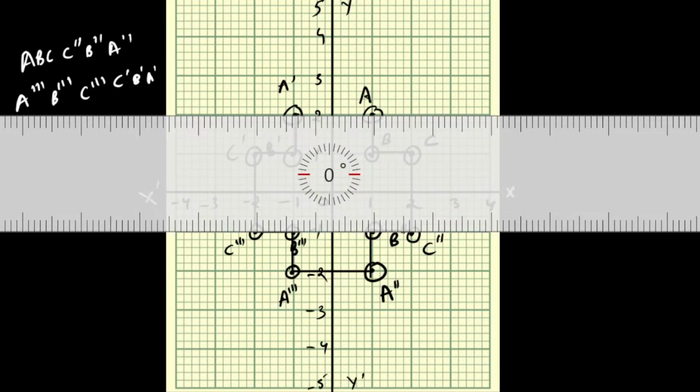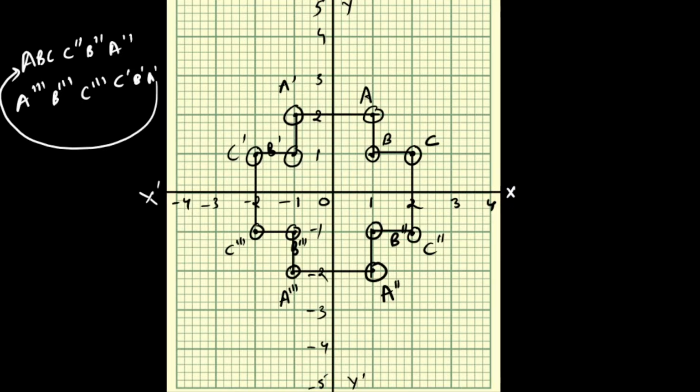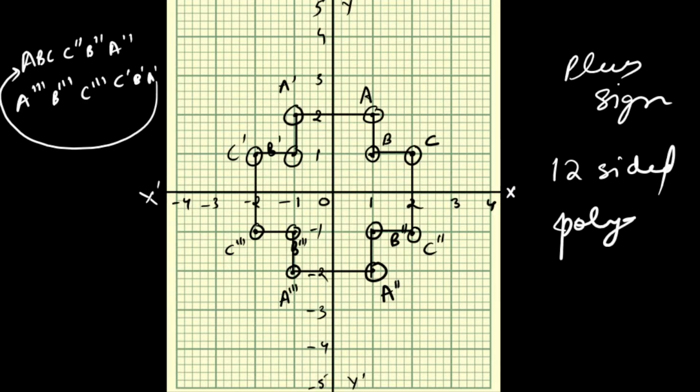And the last one also you have to join, A dash with A, because it's a closed figure, the last and the first point always you have to join. There should not be any confusion. So it's like a doctor's plus sign also. So how many sides are there? 1, 2, 3, 4, 5, 6, 7, 8, 9, 10, 11, 12. Yes, so it's a 12-sided polygon. Everyone has got the same type of polygon.